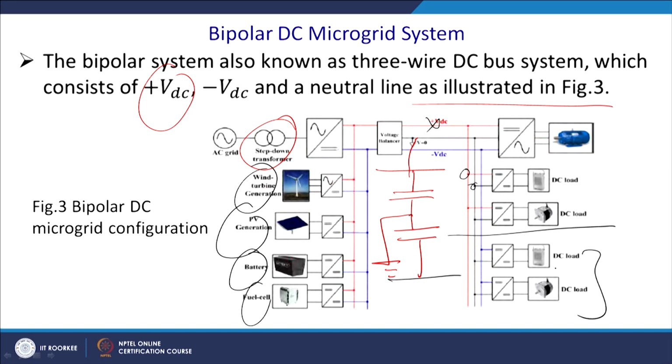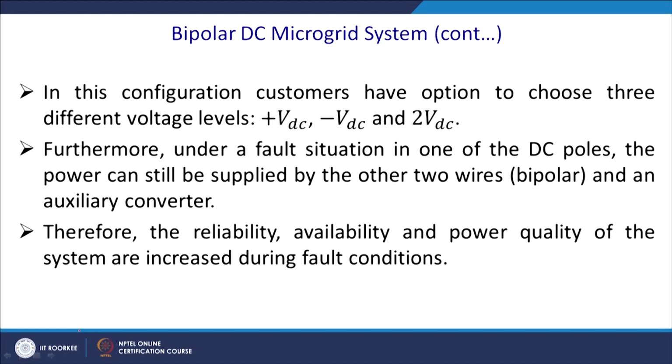So, in that way you try to balance and also you provide the redundancy of your loading, that is called the bipolar system. In this configuration, the customer has the option to choose three different voltages, that is also one of the important aspects. You can choose plus VDC, minus VDC as well as the 2 VDC. So, for the high power rating you can feed from the 2 VDC, just as we are feeding the adjustable speed drive from the higher DC link voltage.